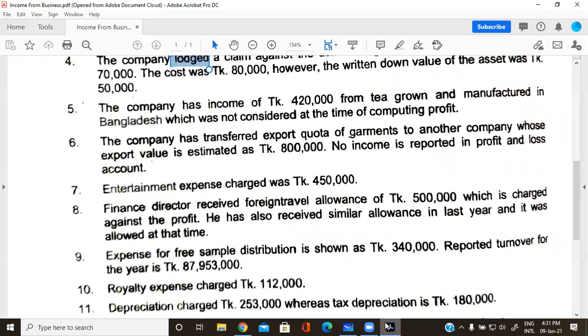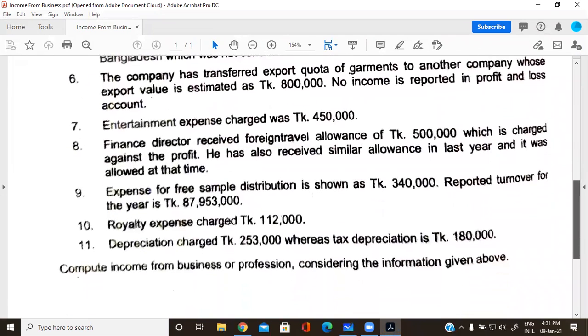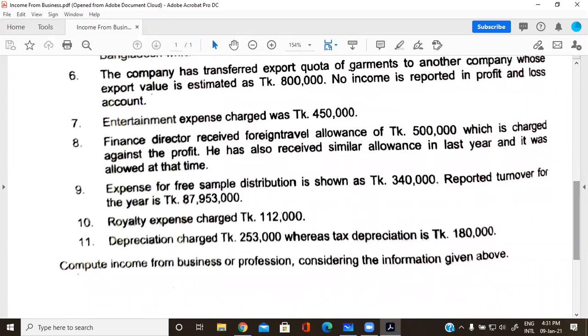If I take time up to 4:40, will it be a problem for you? No, sir. Okay. Then entertainment expense charged was taka 450,000. We'll consider it later because we need to get the taxable profit first, excluding entertainment expense. Right now, we are not considering it.